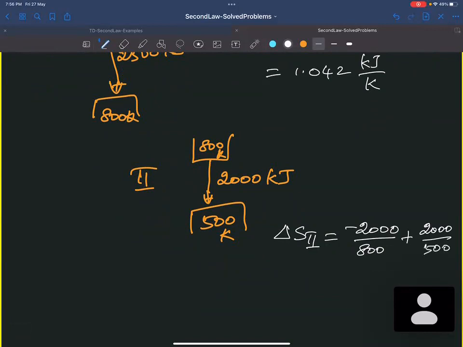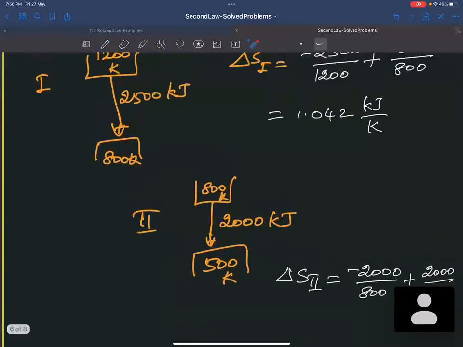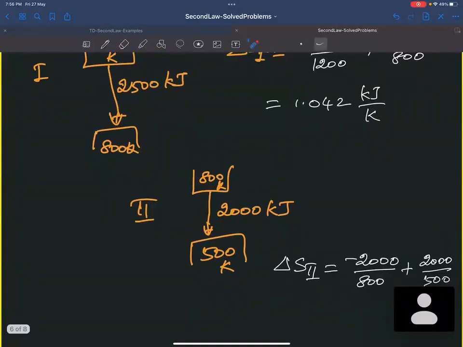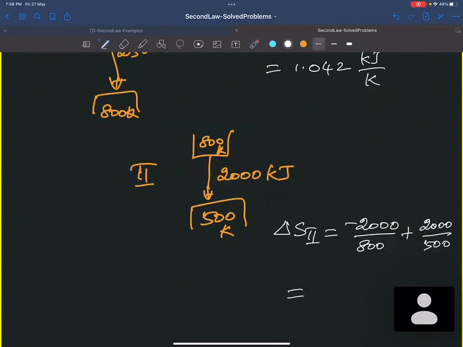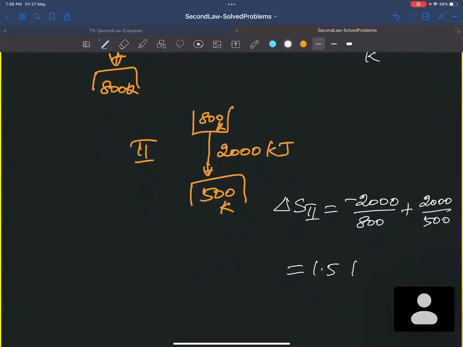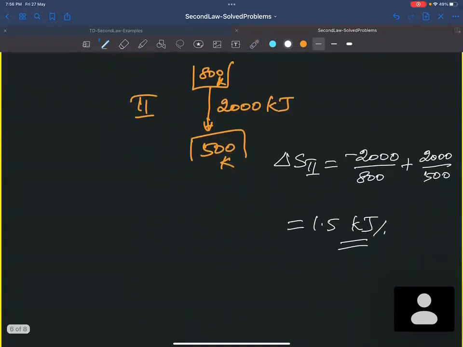So the entropy of the sink is increasing, the source is decreasing. Okay, and the overall entropy for a heat transfer process will always be positive. So even this output is a positive one. This is found to be 2000 by 500 minus 2000 by 800. This is coming to 1.5 in my case, or closer to that, kilojoule per Kelvin.